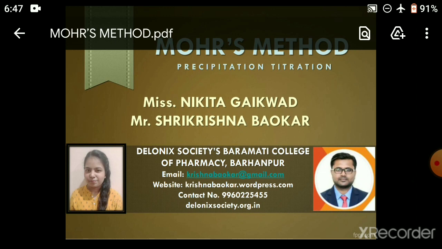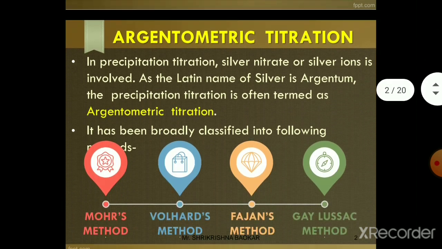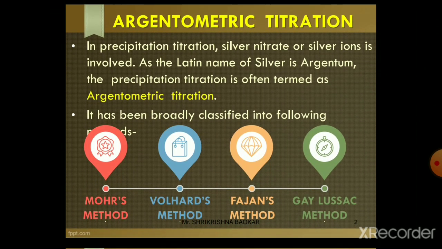Today's topic is Mohr method. Before that, we should know about argentometric titration. Argentometric titration is also known as precipitation titration. In this titration, silver nitrate or silver ions are involved. As the Latin name of silver is argentum, the precipitation titration is often termed argentometric titration.